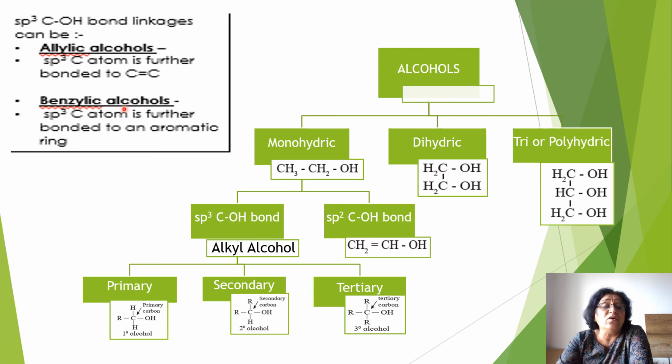Then benzylic alcohol. In benzylic alcohol, the sp3 carbon is further bonded to an aromatic ring. And this is also of three types: primary, secondary and tertiary alcohol. So this is the summary of the classification, the entire classification. Okay, thank you.